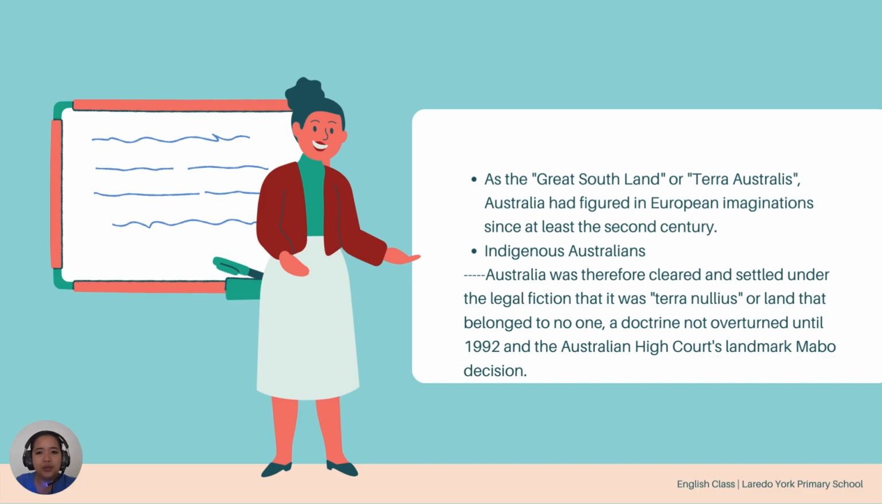And therefore, Australia was cleared and settled under the legal fiction called terra nullius, or land that belonged to no one, since Australia is really well known for fighting for equality. Because of the explorers and invasion and the others, most of their literary works are affected with equality, fairness, and fighting for freedom.